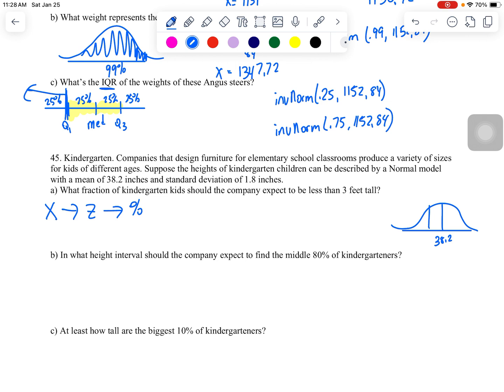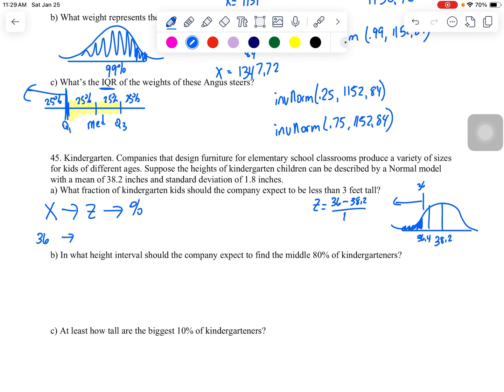Now what it's asking me for is what percent of kids do we expect to be less than 3 feet tall? So 3 feet tall is going to be at 36. And so my problem is it didn't fall exactly on a standard deviation for me. So I've got to have a different way of doing this. I'm going to take this value of X, that X value is 36, and convert it into a z-score. Z-scores are found by taking 36 observed minus expected. Expected is 38.2, and we divide by the standard deviation, which is 1.8. So we end up getting a z-score of negative 1.22.